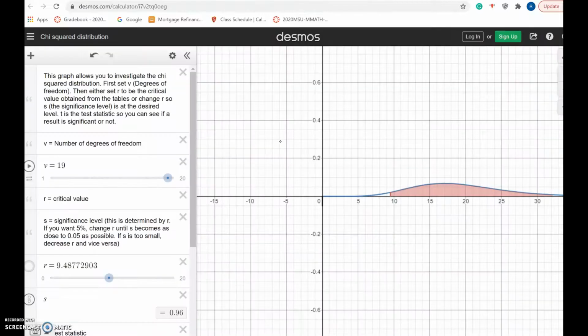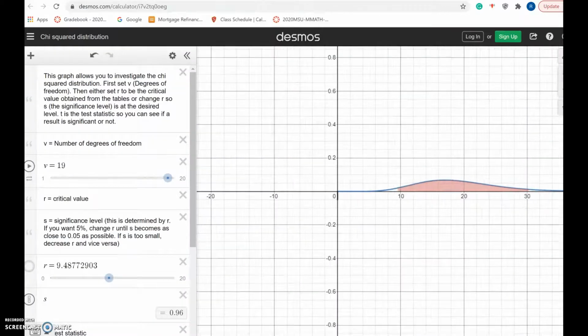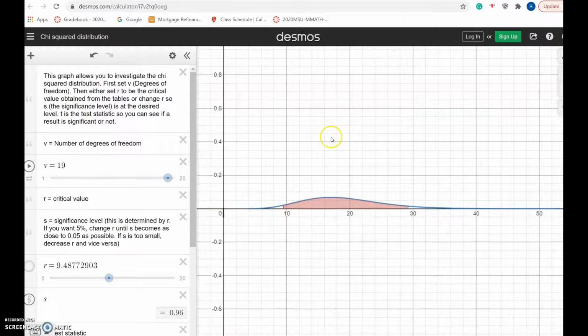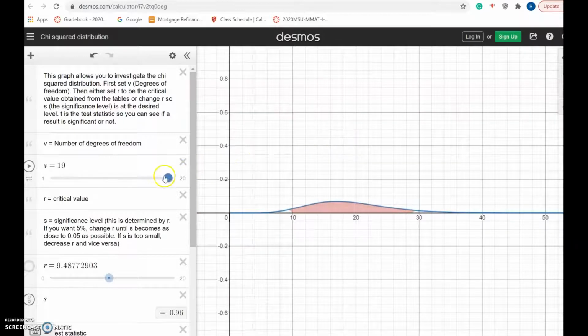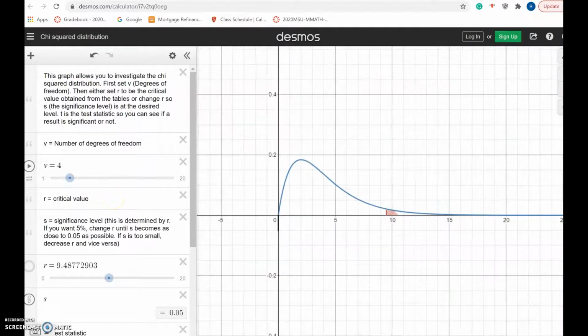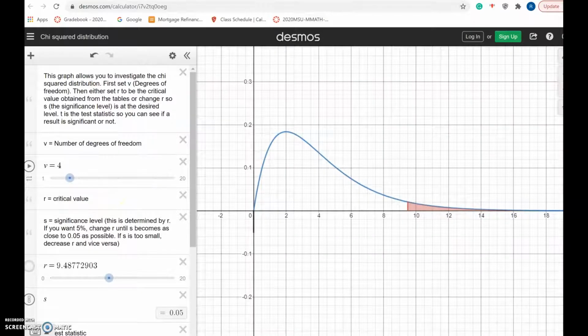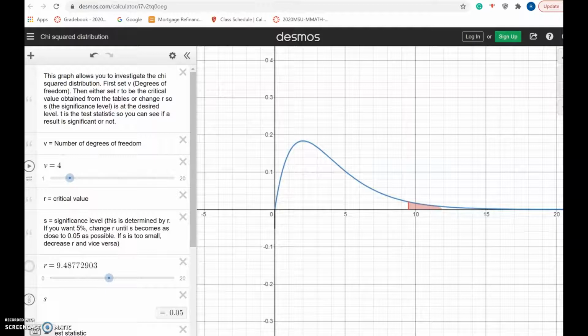So you're going to be submitting two pictures. One of them is with a total of 4 degrees of freedom. So you modify the degrees of freedom here. So please move this to 4. And that's what the chi-square distribution looks like with 4 degrees of freedom, which is basically the typical sketch that we're going to be looking at. So that's going to be one of your pictures.